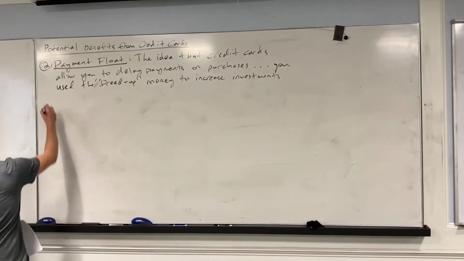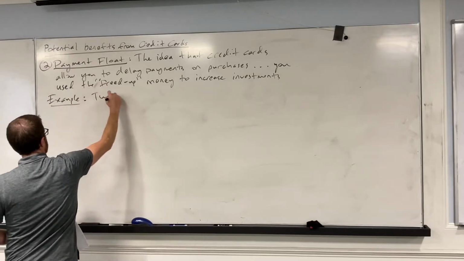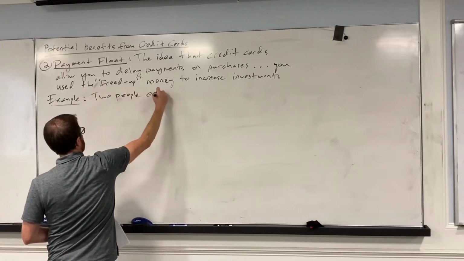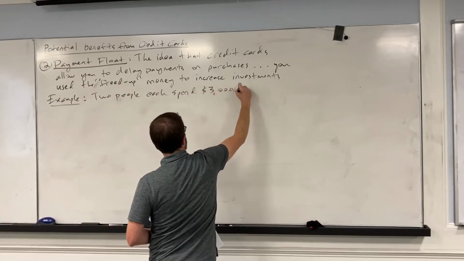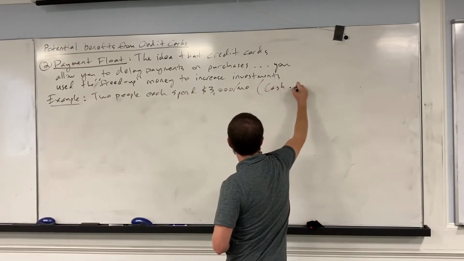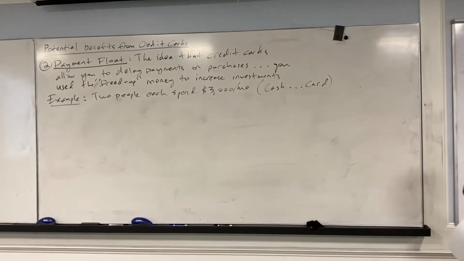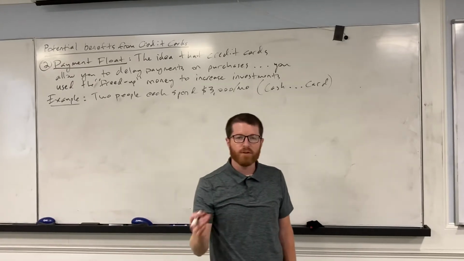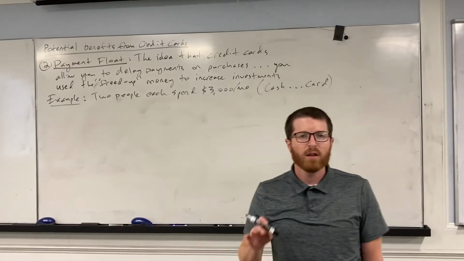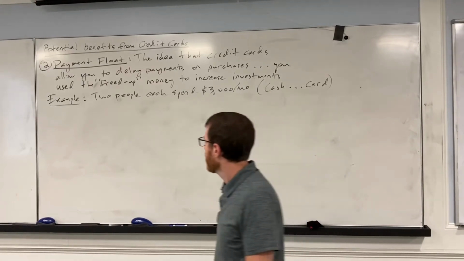So let's imagine two people. Two people. Each spend $3,000 a month. One uses cash and one uses a credit card. Okay? They're spending the same amount of money. We're not even going to consider the idea of cash back. That's another benefit. We already saw how that works. Let's just focus our efforts on this payment float. Okay?